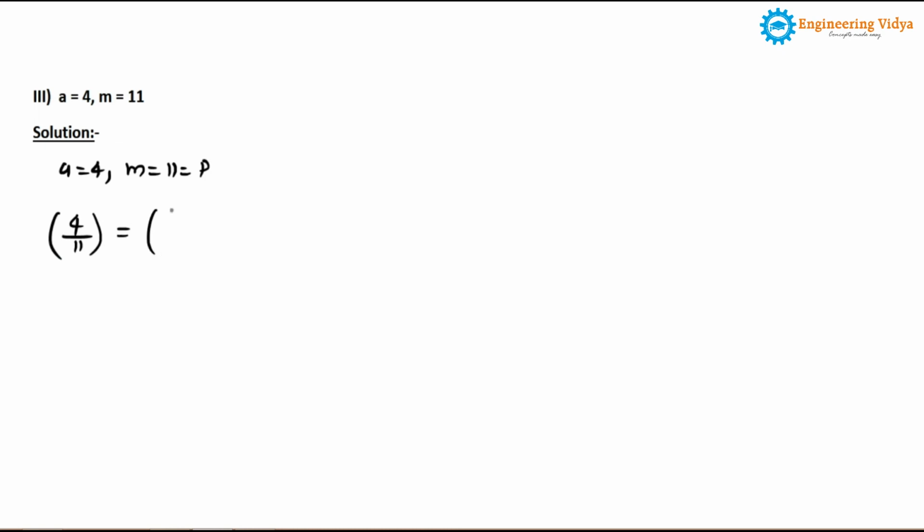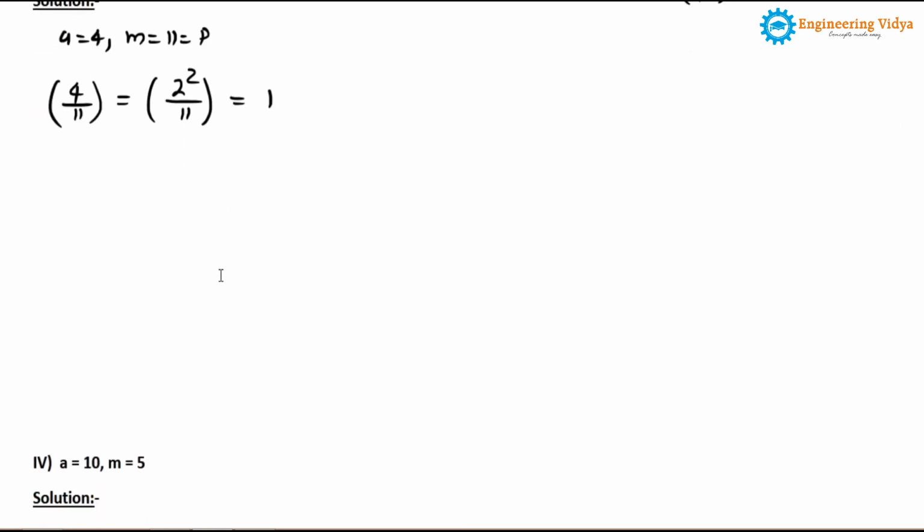So 4 can be written as 2 squared, right? And since you know the property of the Legendre symbol, the property says that if you have a squared by p, the result will be directly equal to 1. No need to calculate anything, right? So by applying this property, with a equal to 2, we have 2 squared by p, where p is 11, so directly we can write 1. No need to calculate anything. So this is a shortcut method to calculate.